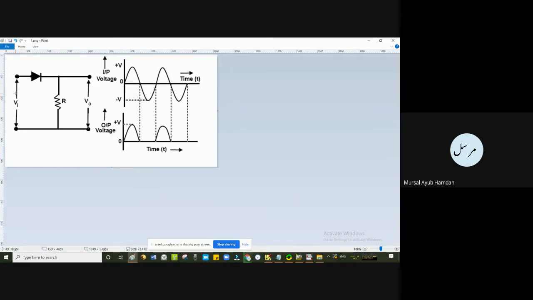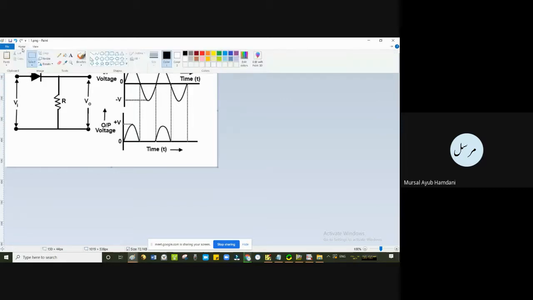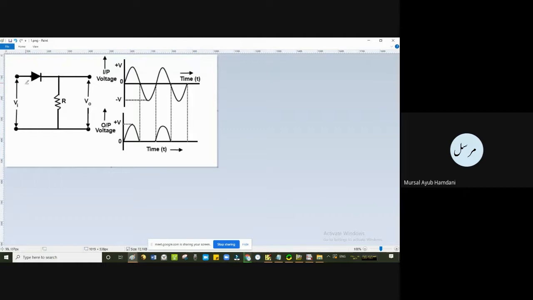This is the V input sine wave. This input sine wave is applied at the anode of the PN junction diode in this particular figure. Now when we have the positive half cycle of this sine wave, all the voltages in this positive half cycle are greater than 0. It means the anode, this side, will be positive and this side will be negative.